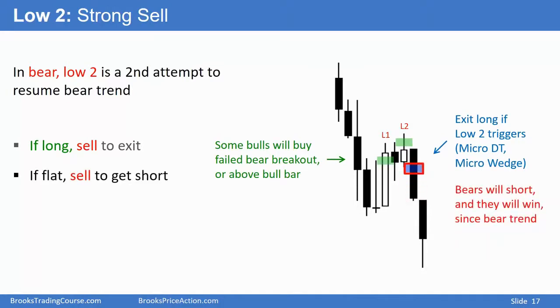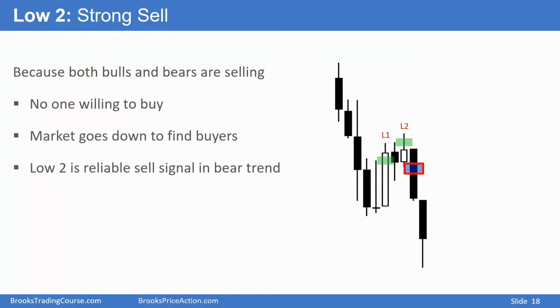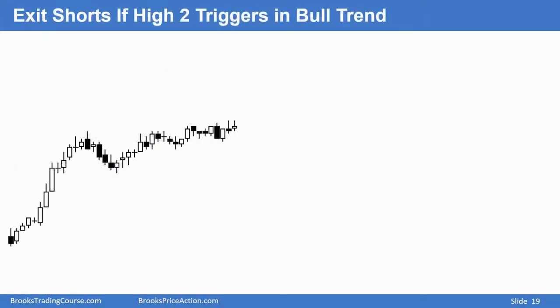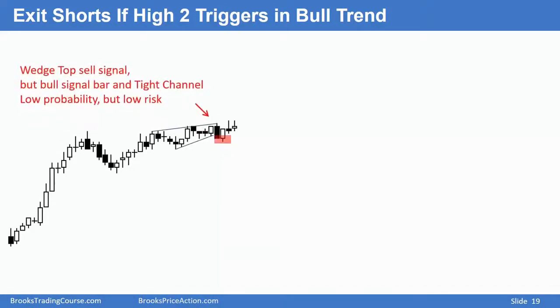High probability that you're going to get at least some resumption down because there's nobody left willing to buy. The bulls tried twice and they failed twice. That makes a low 2 a high probability sell. We have a bull trend and a wedge top. 1, 2, 3. It triggered either below that bull bar or below this bear bar. However, it's also arguably a high 2 buy with a good bull bar.